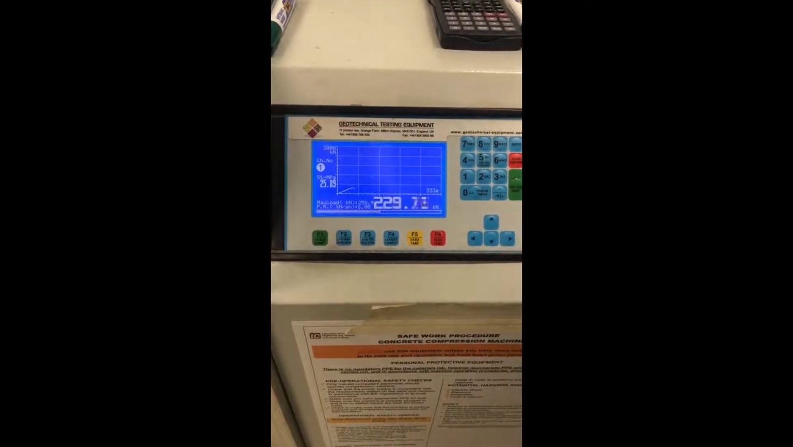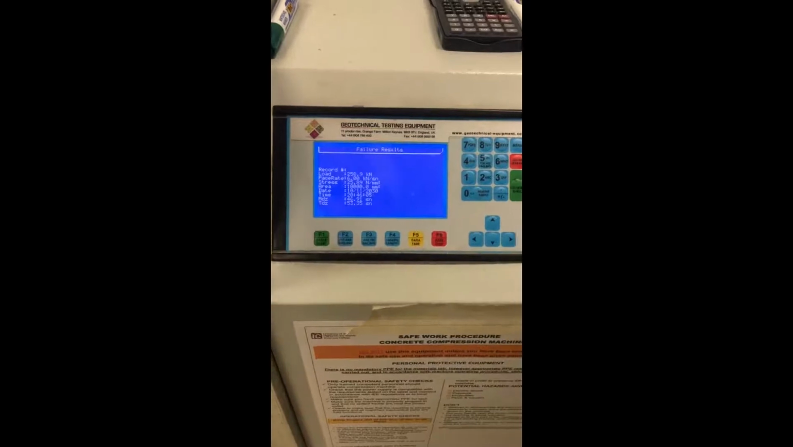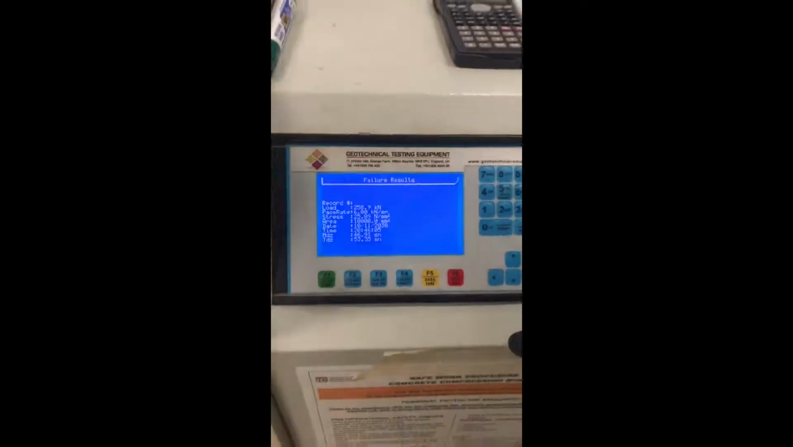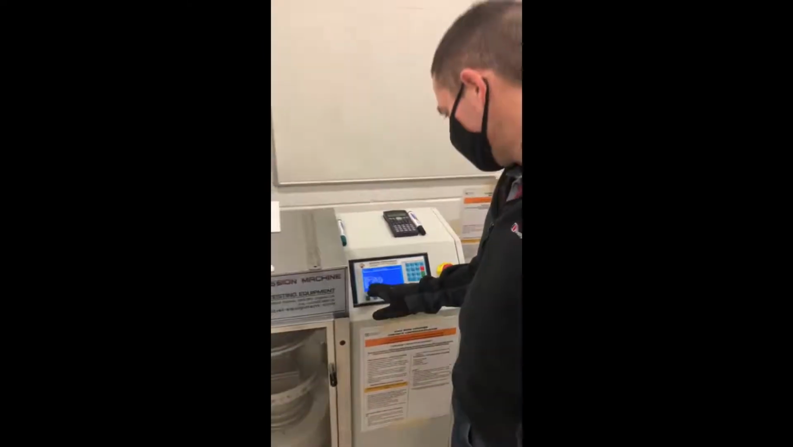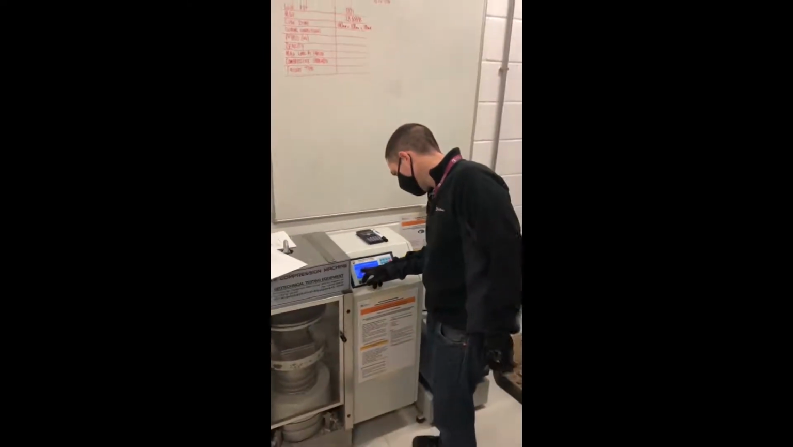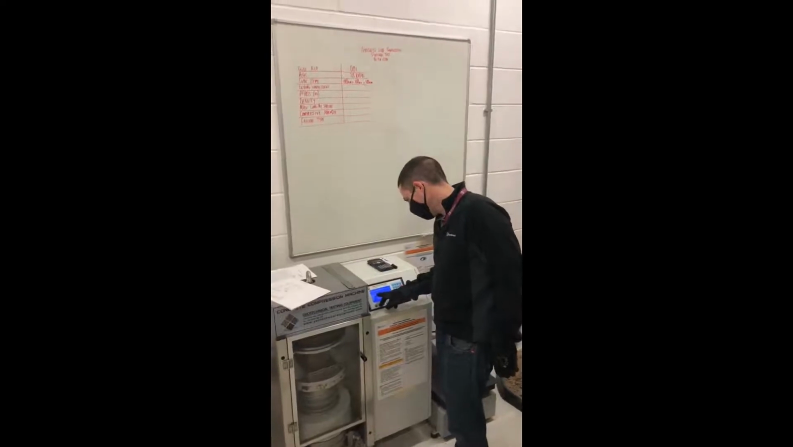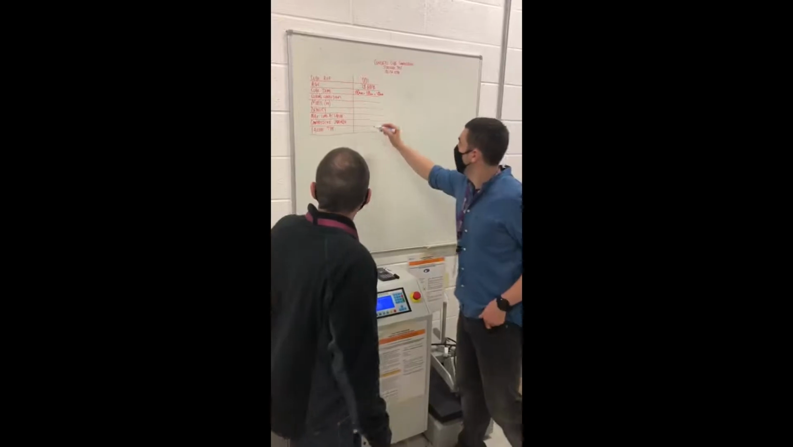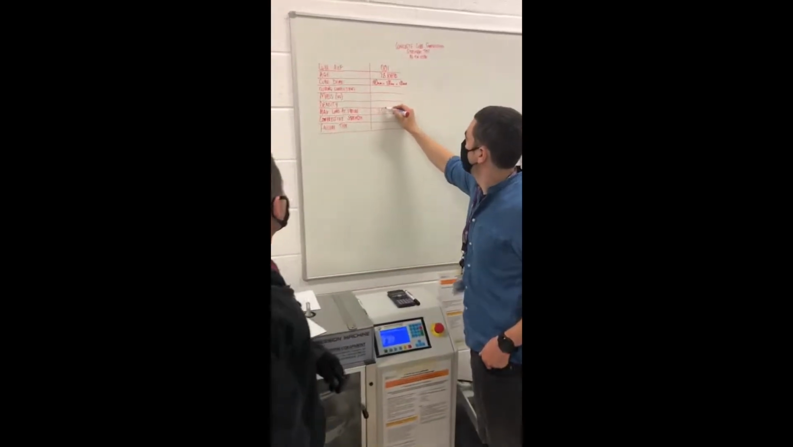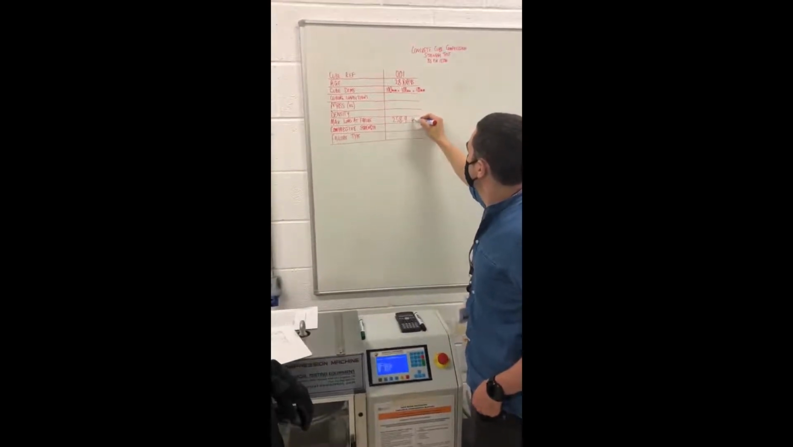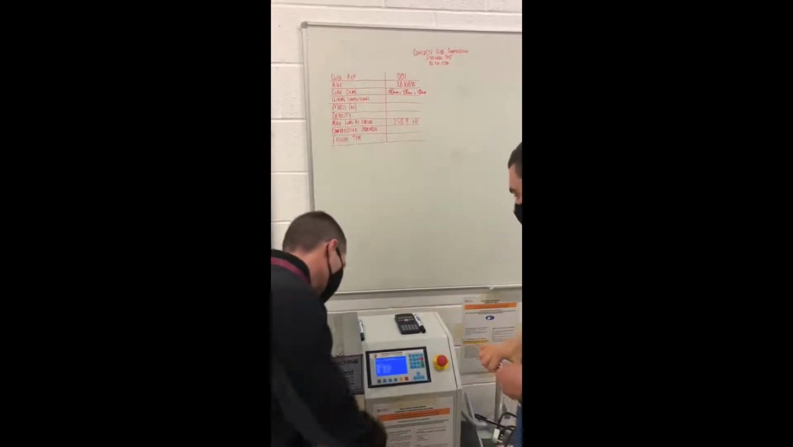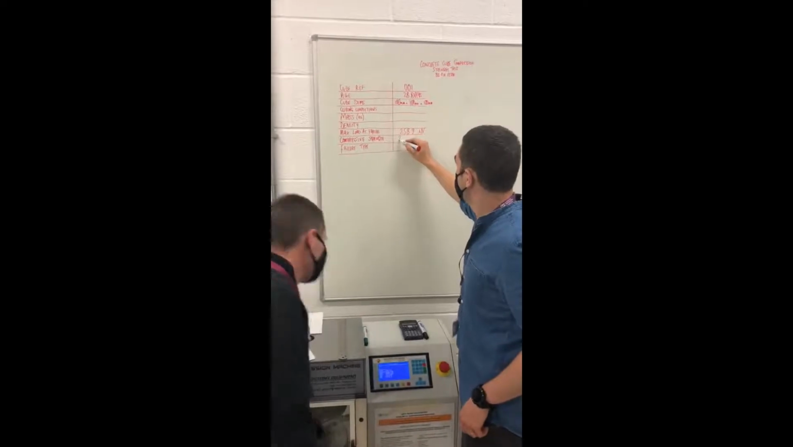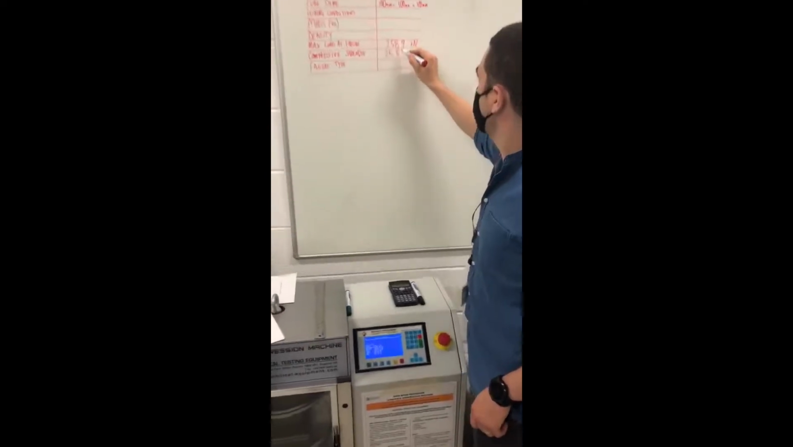You can see now we've reached the peak and it's gone down, and there's our set of results. So for this particular cube, our maximum load was 258.9 kilonewtons, which gives us a compressive stress of 25.89 newtons per millimeter squared.